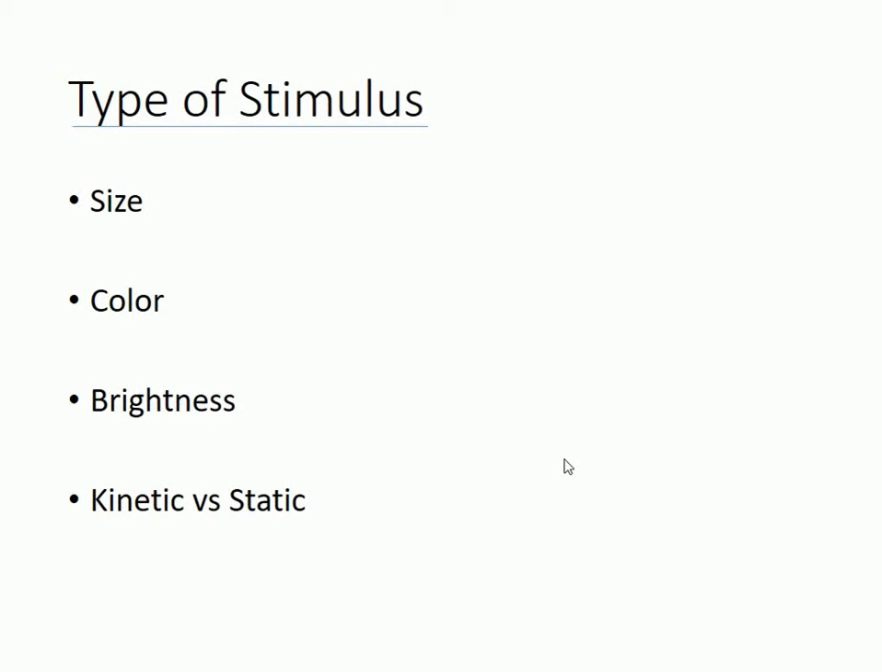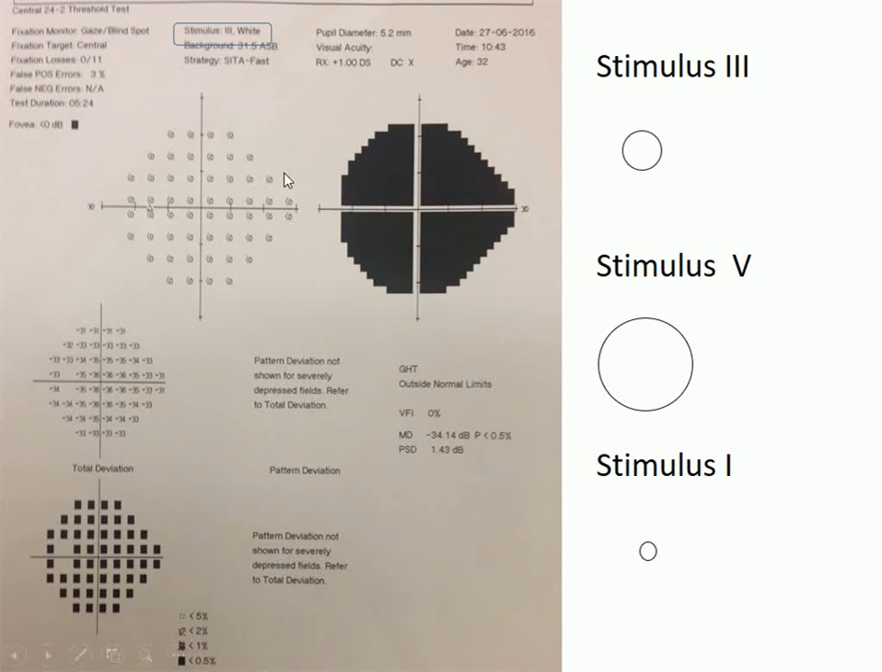So we've discussed at this point, we can understand that in terms of the stimulus that's presented, it can be kinetic or static and that we can alter the brightness. And now we're going to talk about how the size of the stimulus and the color of the stimulus can also be altered. So if we look over here on the printout that we have, it says that the stimulus is a stimulus 3 and it's a white stimulus. And what that refers to is that the stimulus was white, and the background light is also white, so it's a white on white stimulus.